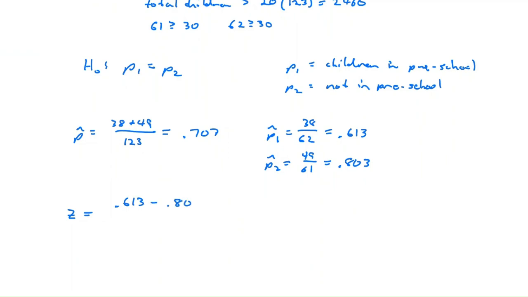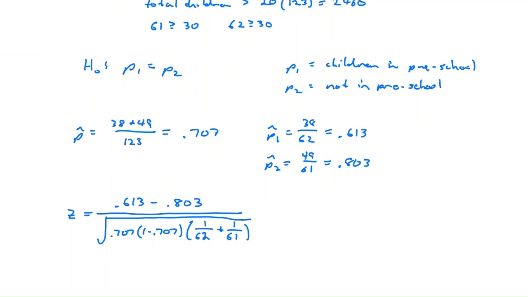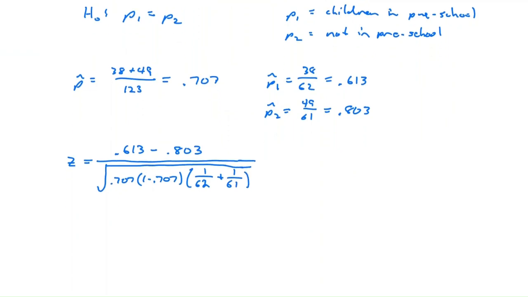So 0.613 minus 0.803 divided by, and I probably didn't give myself enough room here, the square root of 0.707 times 1 minus 0.707, and then times 1 over 61 plus 1 over 62. It doesn't matter, obviously, which order we do this in, but to be consistent, I'll put 61 and 62 in the right order. Okay, that gives us a z of negative 2.31.